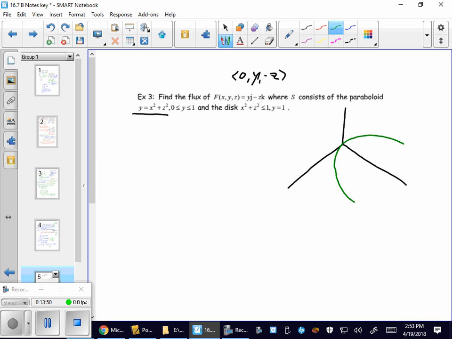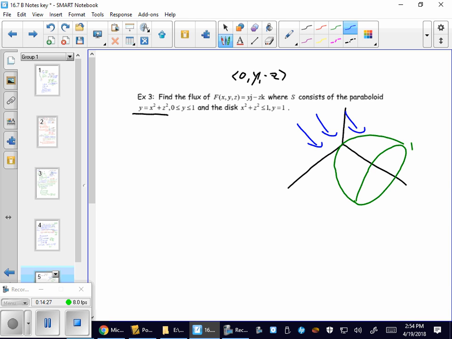And then it says, and the disk, y only goes from 0 to 1, x squared plus z squared equals 1, is this piece right here, where this is 1. Okay, so now we've got some kind of a force which is coming in this direction into this thing, and we want to see what the flux is. Again, we want it to be an outward flux.